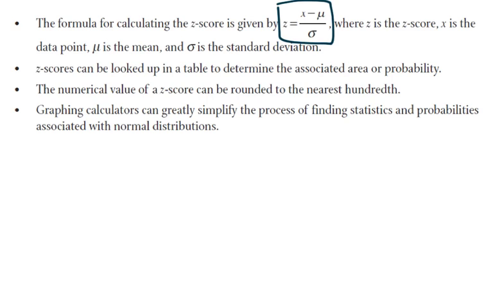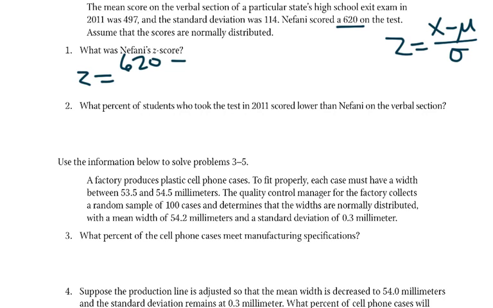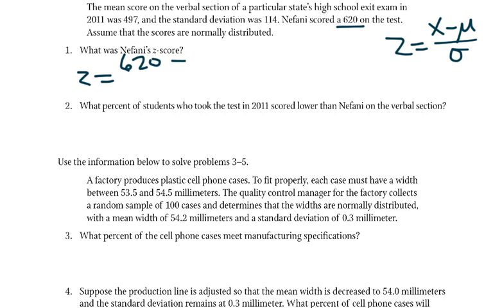formula right here, where x stands for our data point. So we've got z equals x minus mu over sigma. He scored a 620, that's our data point. So z equals 620 minus the mean. Looking back here, mu is the mean, and sigma is the standard deviation. So the mean was 497, the standard deviation was 114.